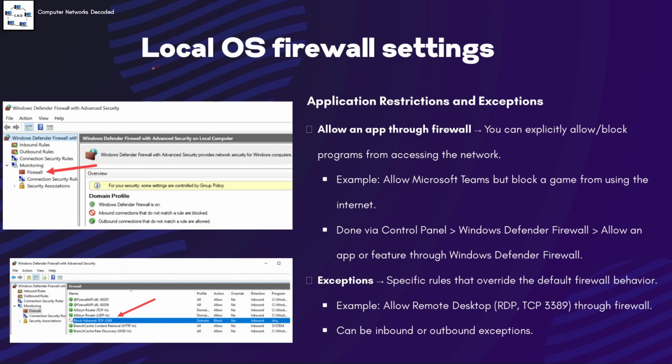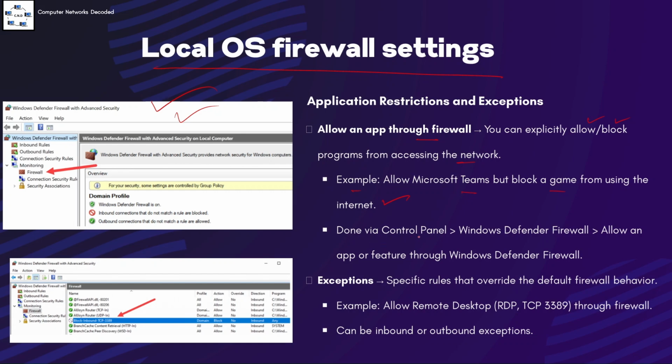Next setting or configuration option is local firewall setting. So through local firewall setting inside Windows, we can allow an application through the firewall. So you can explicitly allow or block programs from accessing the network. For example, allowing Microsoft Teams but blocking a game from using the internet. So you can do this through your local Windows firewall.